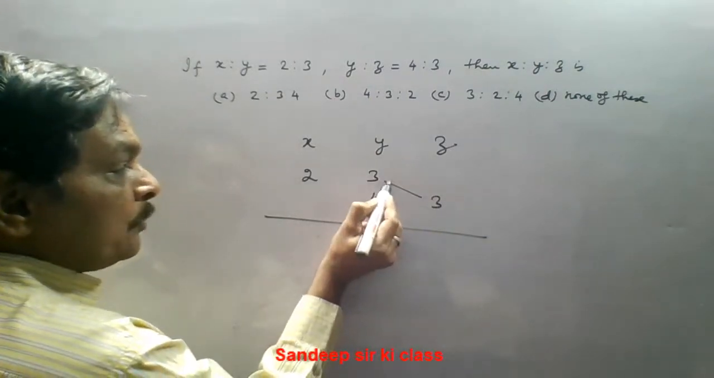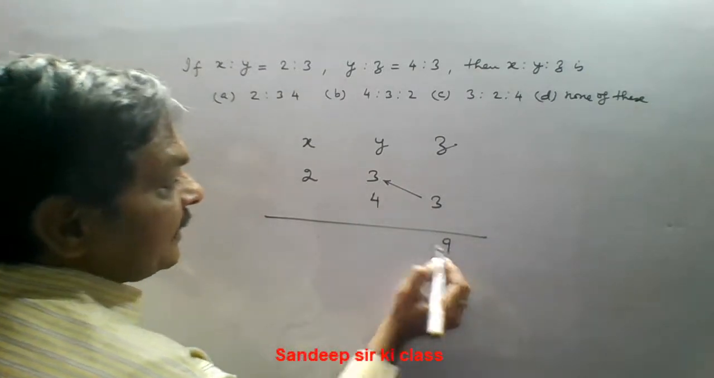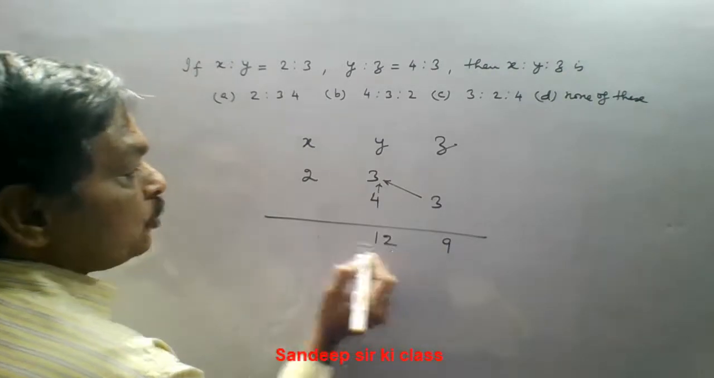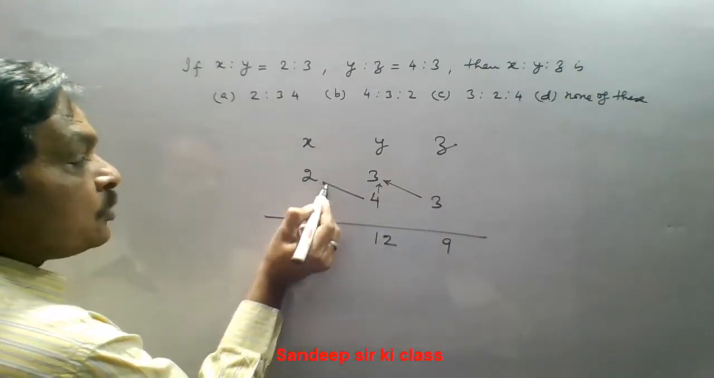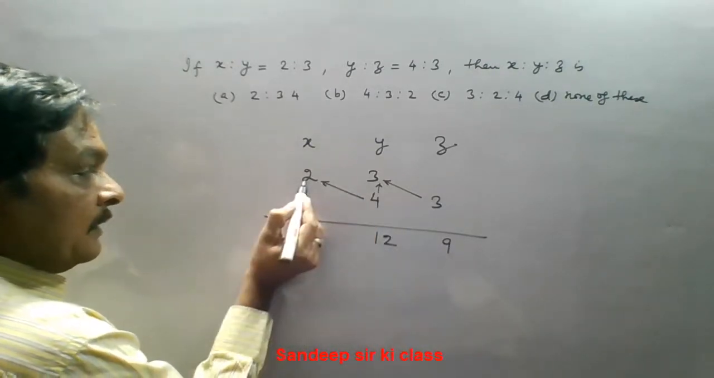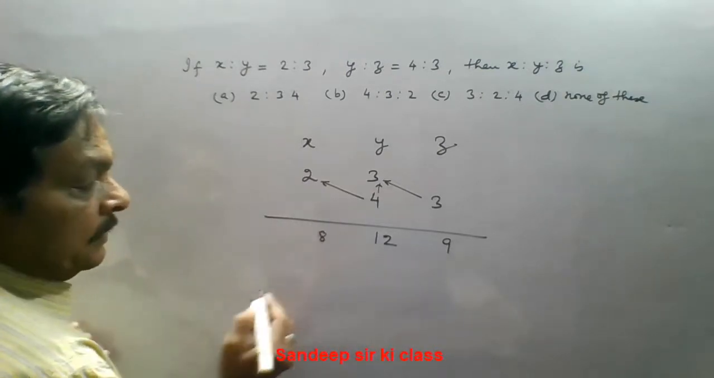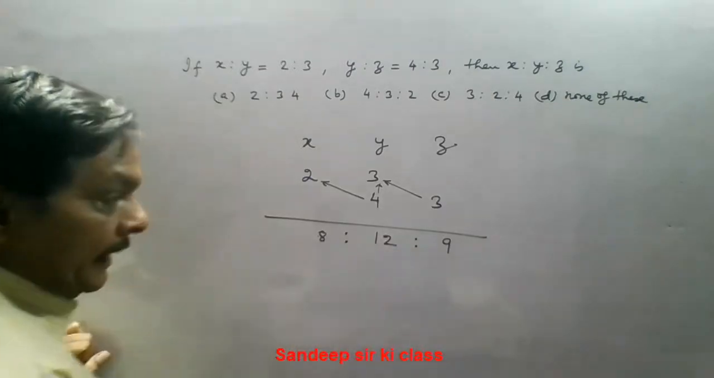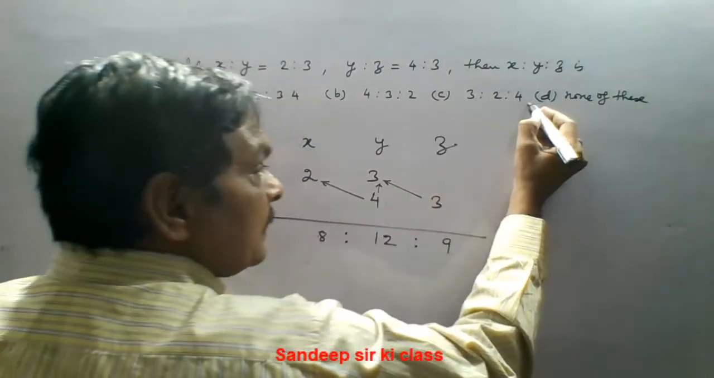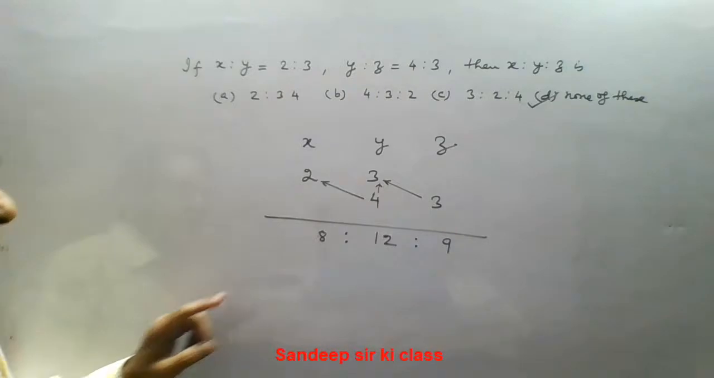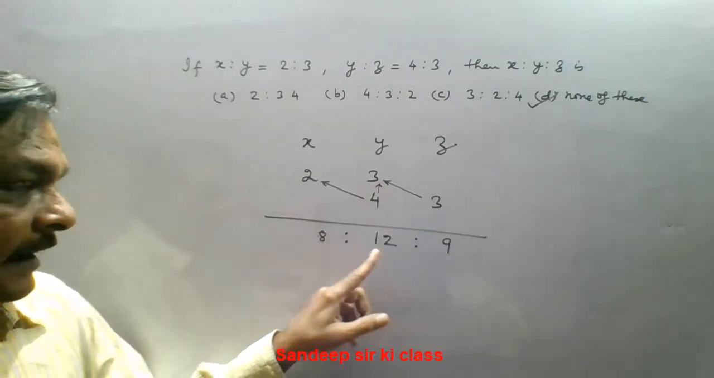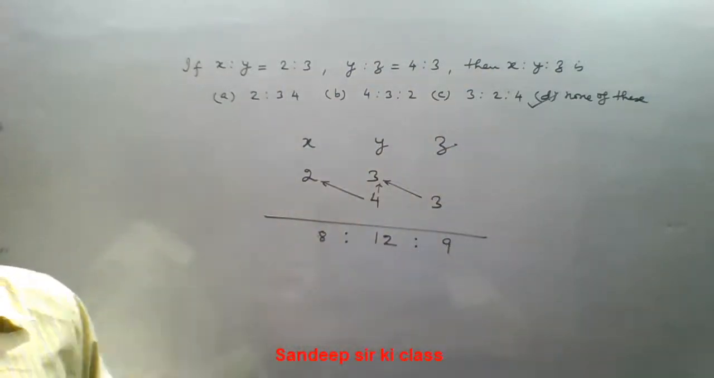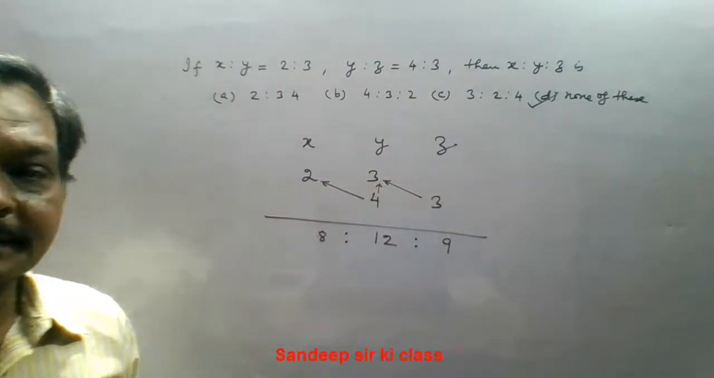Now 3 is to be multiplied by this 3, which gives us 9. 4 is to be multiplied by this 3, which gives us 12. And 4 is to be multiplied by this 2, which gives us 8. So the required ratio will be 8 is to 12 is to 9, which here is none of these. So x ratio y ratio z is 8 is to 12 is to 9, which is none of these. Now we will see the next problem.